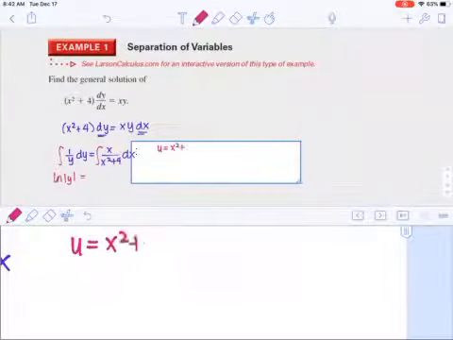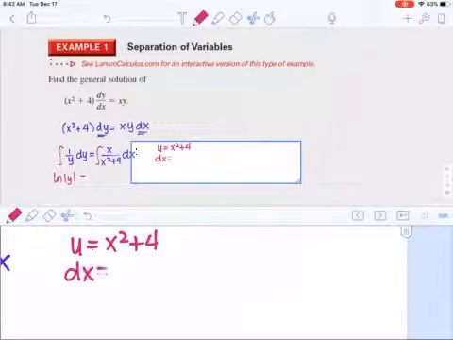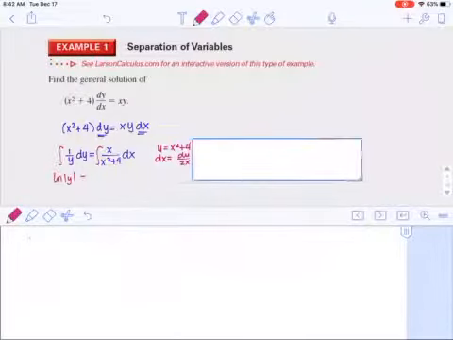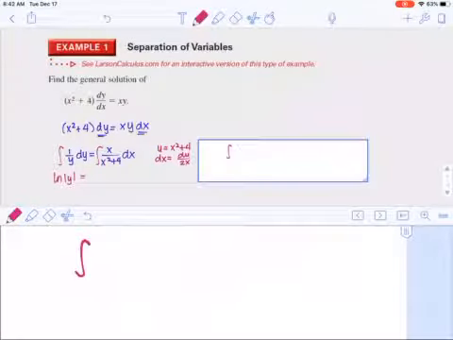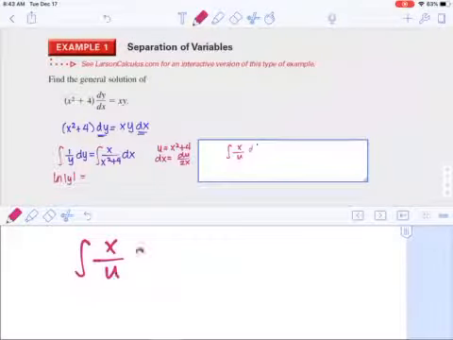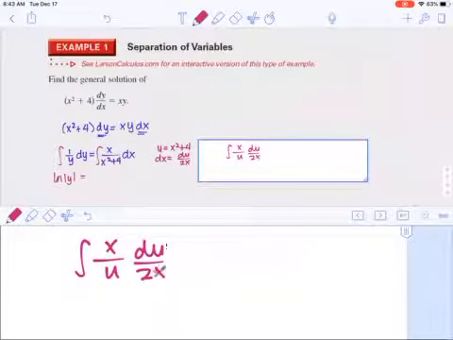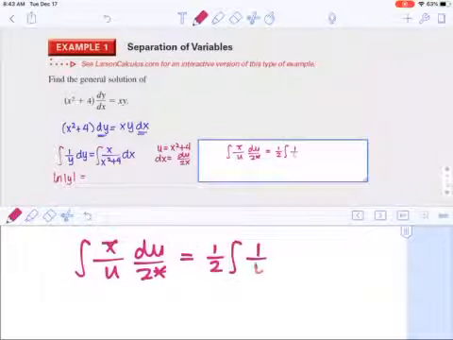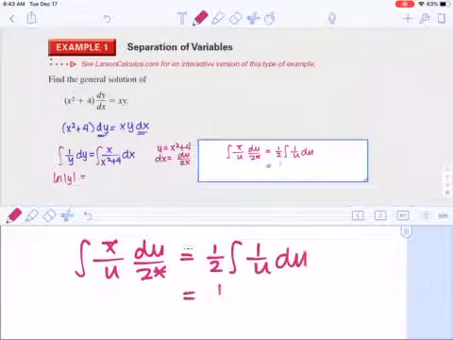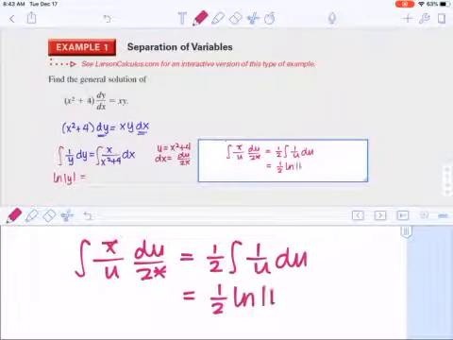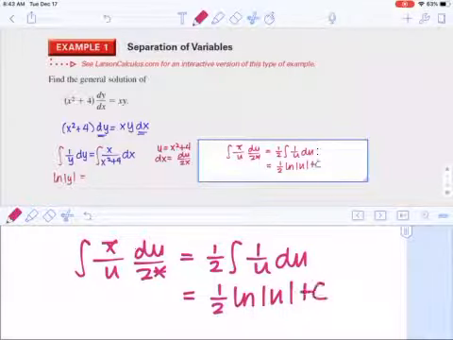One thing I'm going to try is to make the whole bottom the u. And I think if you do that, it makes sense that you are going to get the cancellation you want. I'm going to do it off to the side and then just bring the answer back. Okay, so I'm going to have the integral of x over u du over 2x. My x's cancel, so it's the same thing as 1/2 integral of 1 over u du, or 1/2 natural log absolute value of u plus c.